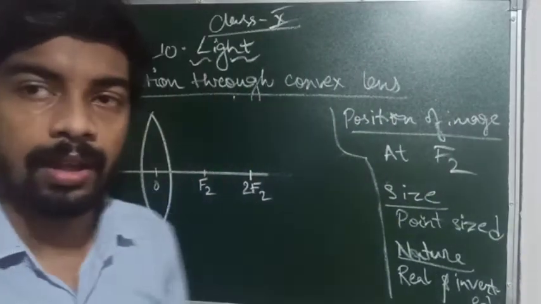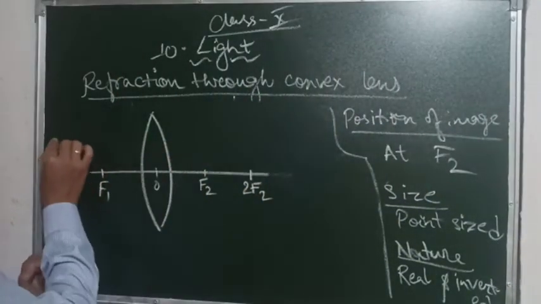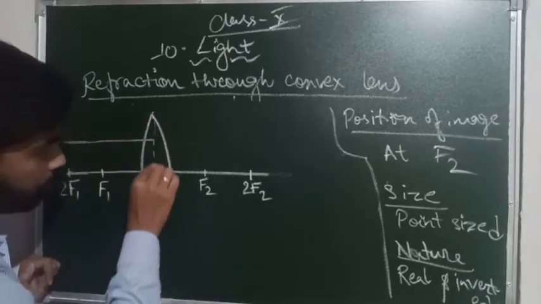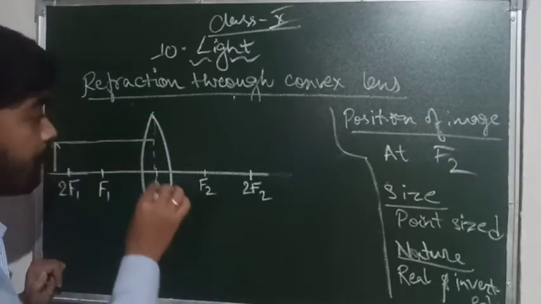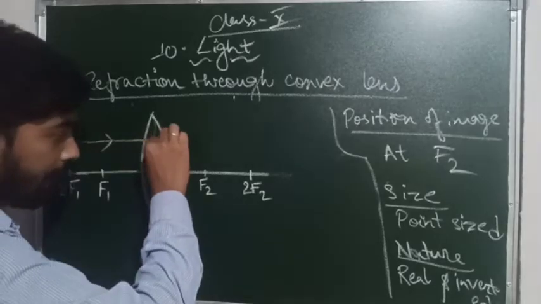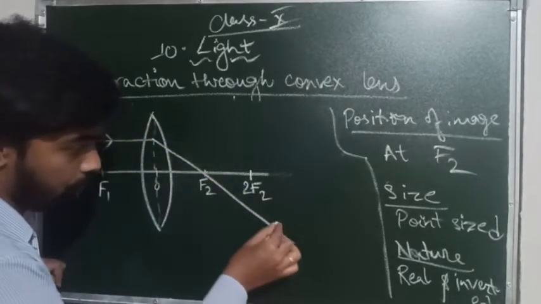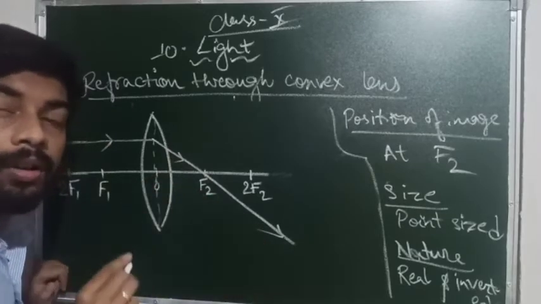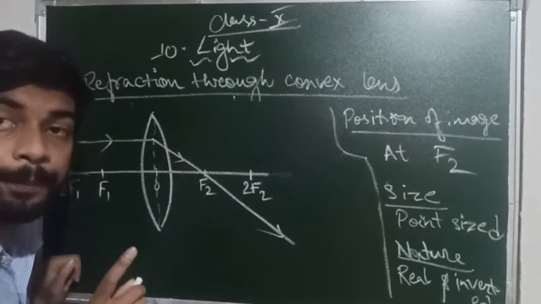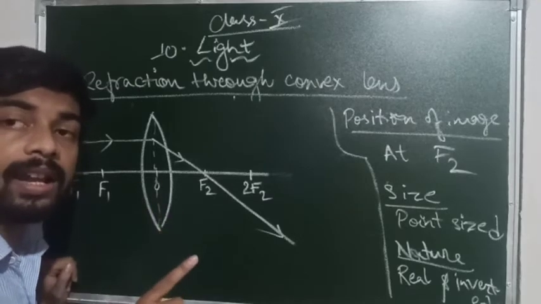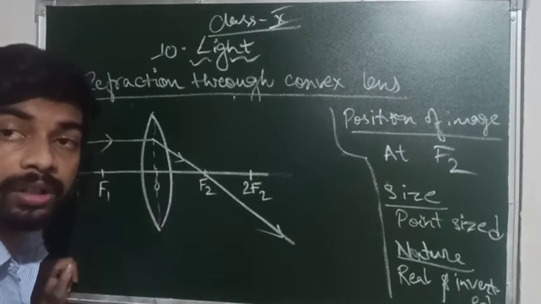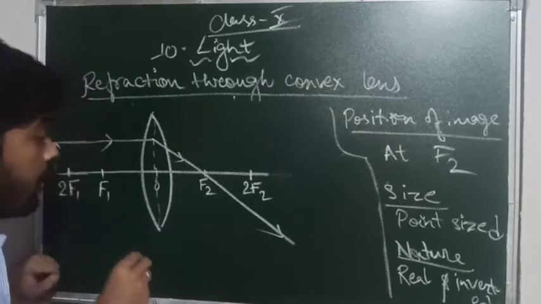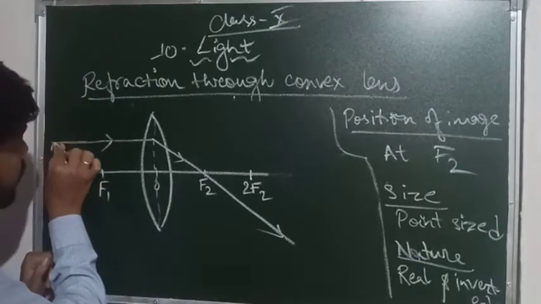And first ray will come parallel to the principal axis up to the center of the lens, and then it will refract through focus number 2. It will go like this. Now is the case of the second ray. In mirror, the second ray used to pass through center of curvature. Now here the second ray does not need to pass through center of curvature. It goes through the optical center.